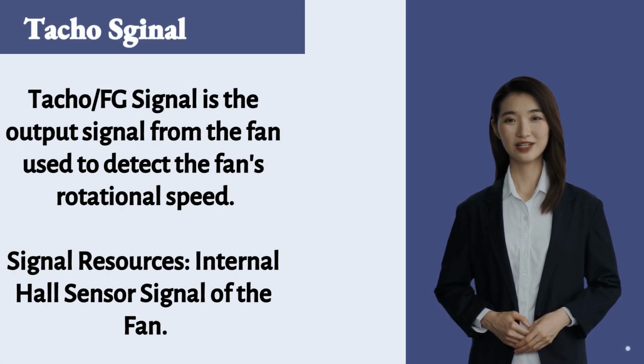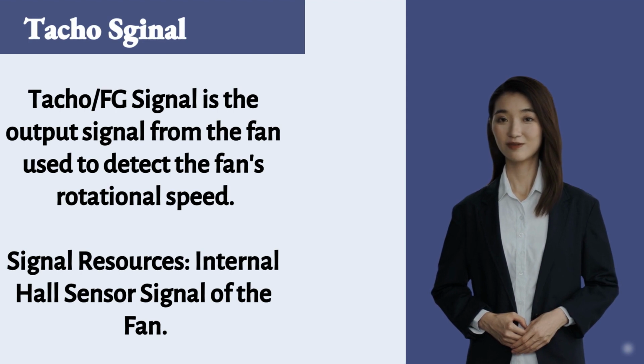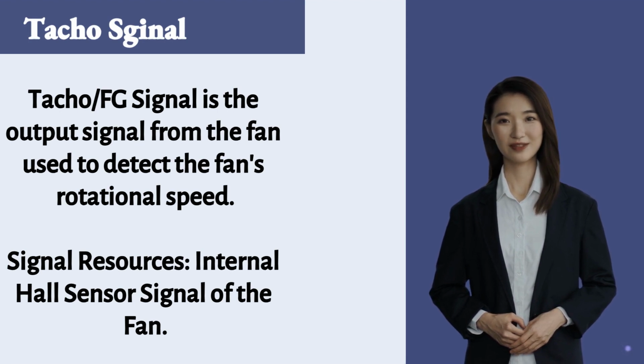How? Let's come to TACHO signal. TACHO signal, also called FG signal, is the output signal from the fan used to detect the fan's rotational speed. Its signal source comes from the internal Hall sensor signal of the fan.